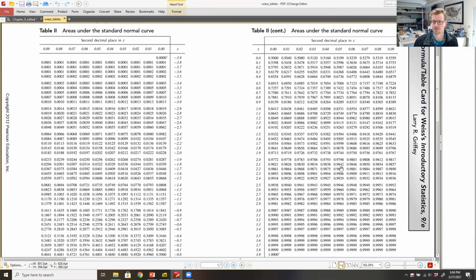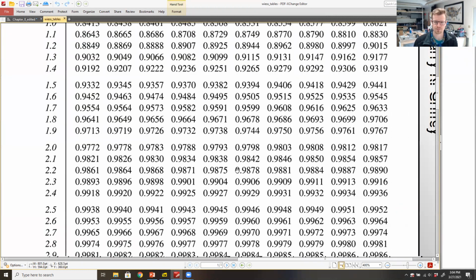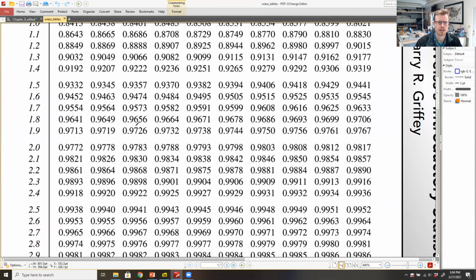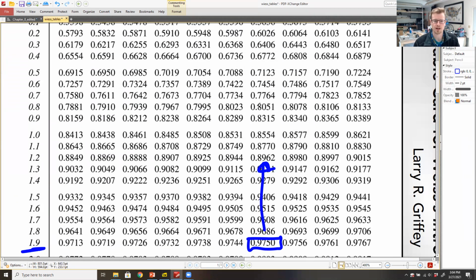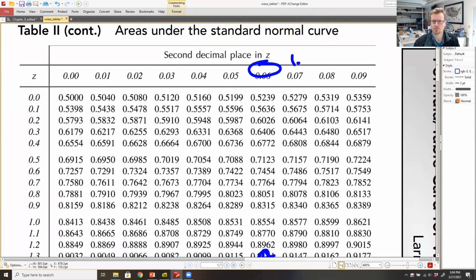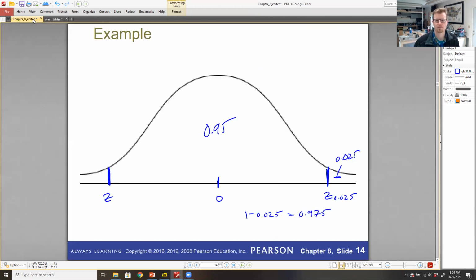These are all above half. So I'm going to zoom in on this stuff over here. And I look for 0.975, 973, 974, 975. That's the value that I want right there. So it's 1.9, and I go up to find the hundredths place. So it's 1.96. Excellent. So I come over here, and I get that z sub 0.025 is 1.96.